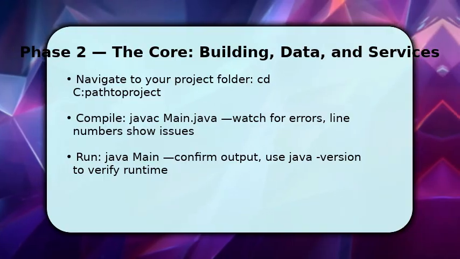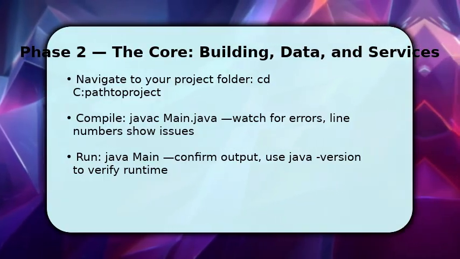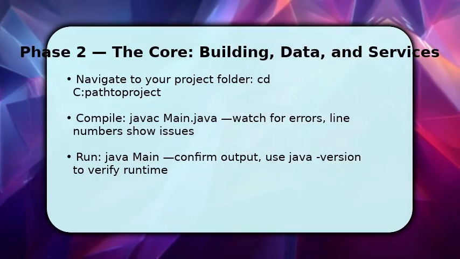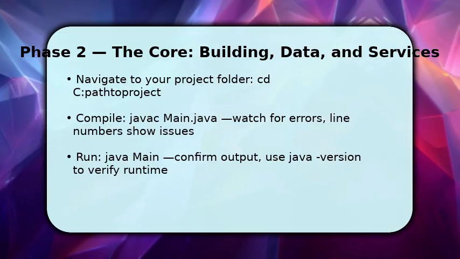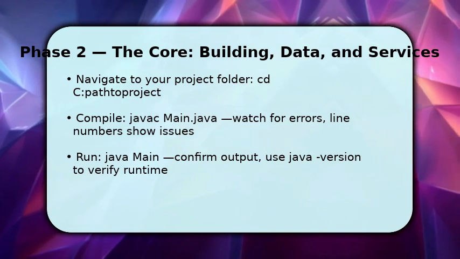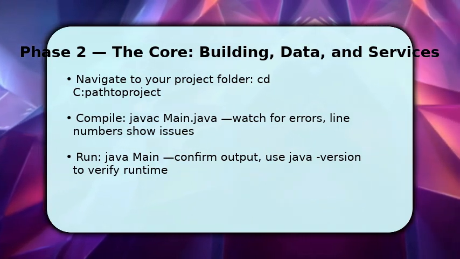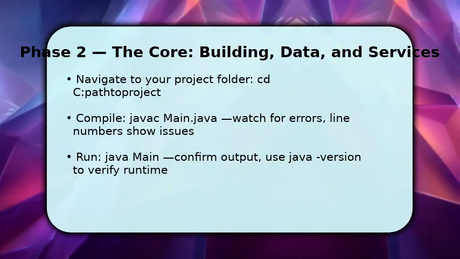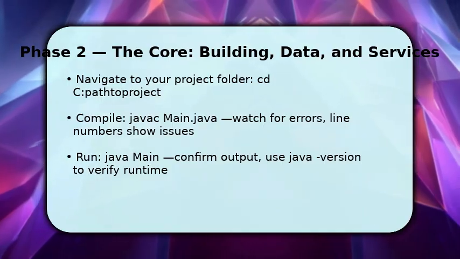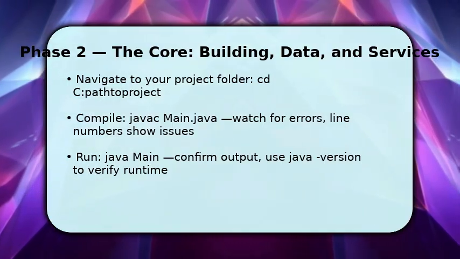Then compile with javac Main.java. If there are errors, read the line numbers and messages to fix imports or syntax. After a successful compile, run the class with java Main and observe output immediately. If you use packages, run from the parent folder and include the package name. Make sure to use java -version to confirm the runtime matches the JDK you expect before debugging further.